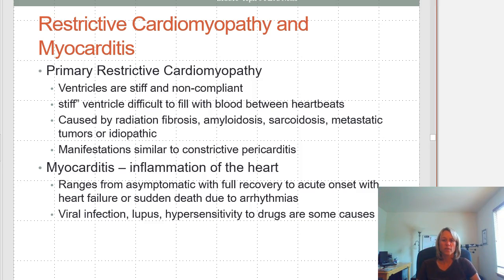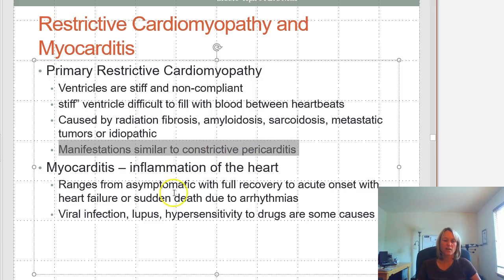Restrictive cardiomyopathy is where the ventricles are really stiff and non-compliant, and they're not very able to fill with blood between heartbeats. They just can't expand. And this can be caused by radiation fibrosis, cancerous tumors, sarcoidosis, or it could be idiopathic. The manifestations of this are going to look like constrictive pericarditis.